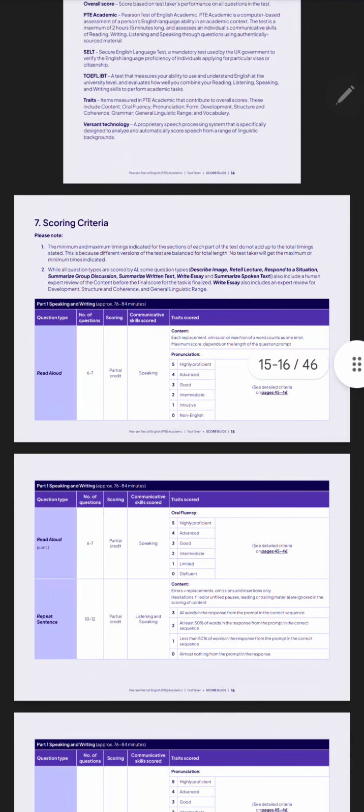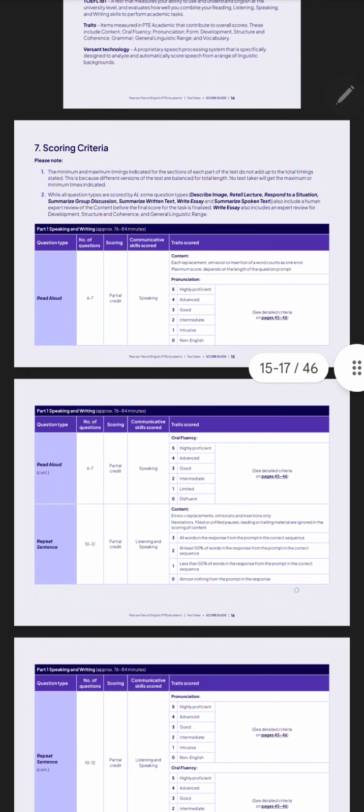In this part, this is for pronunciation and oral fluency. Still 6 levels with some differences. I think from 2 to 5 they are the same, but number 1 is limited and 0 is disfluent. For this part I still want to have 4 and 5 as well.